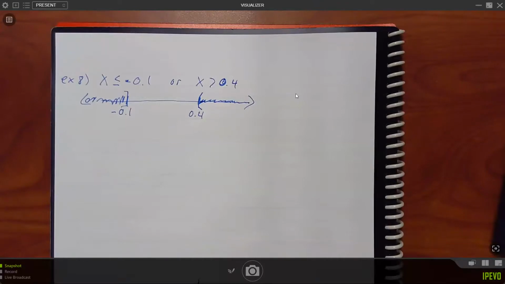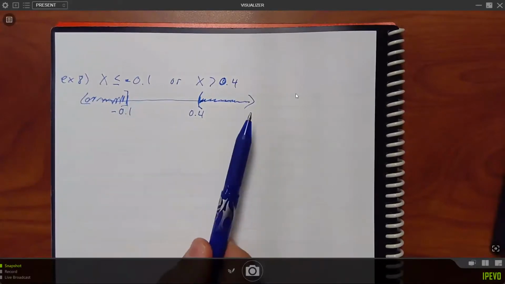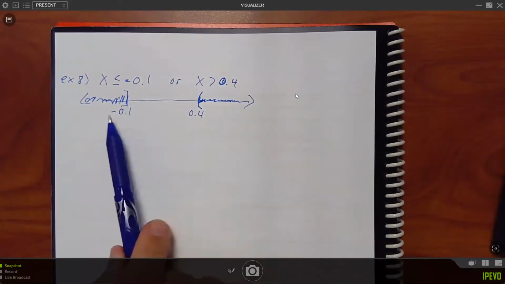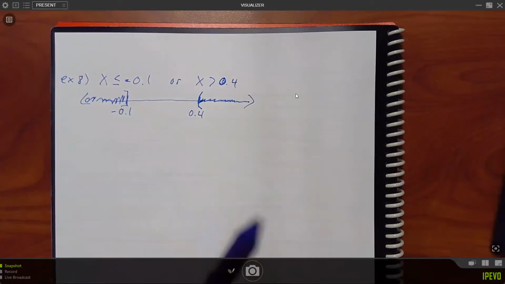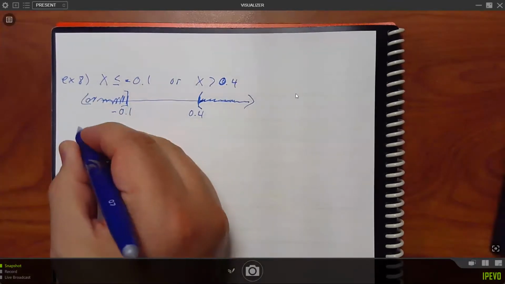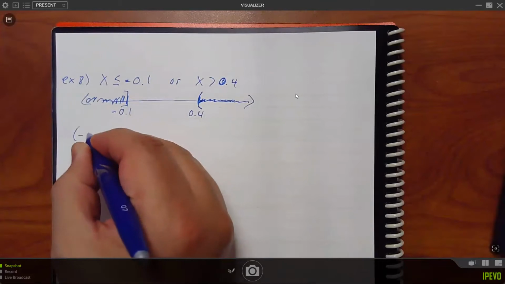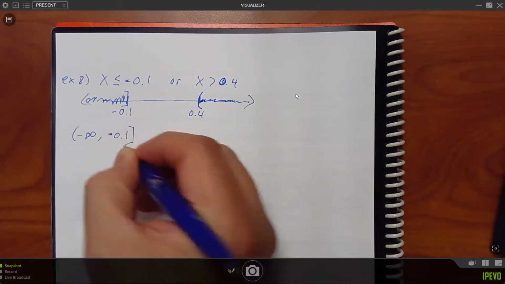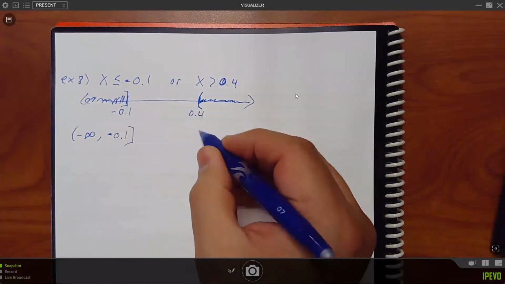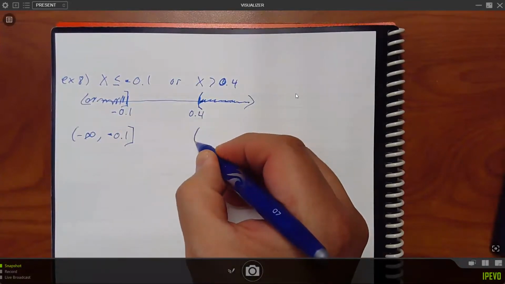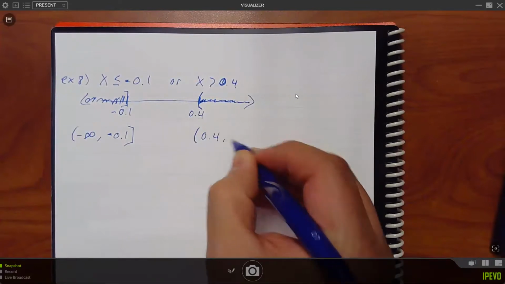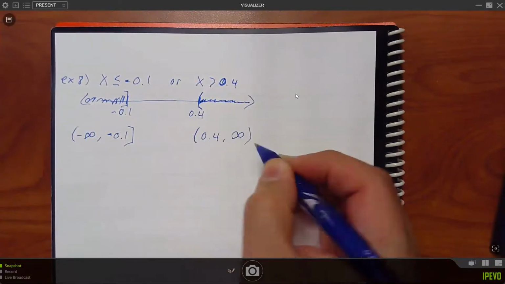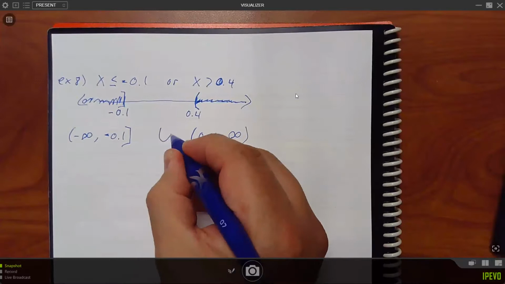Okay, so now the idea is, how do you create two intervals, right? But you have two separate ones, they're no longer together. See what I mean? So let's just do them separate. So this one will be negative infinity up until negative 0.1, right? And then this guy will be 0.4 until infinity. All you got to do is put a union symbol.